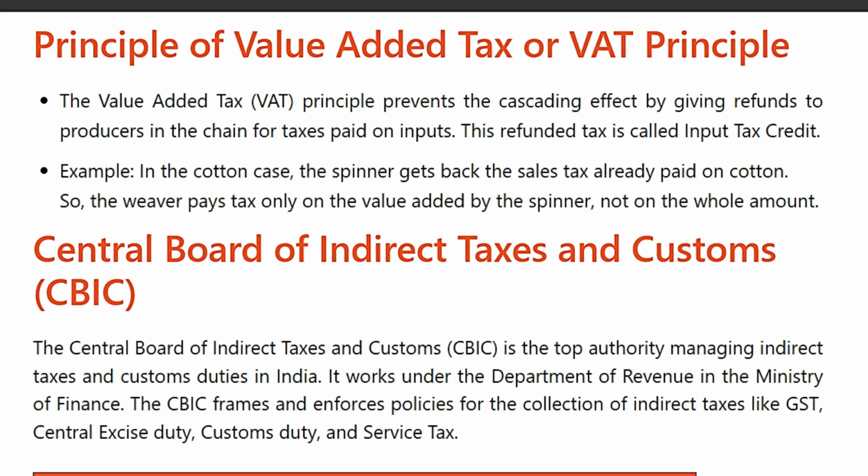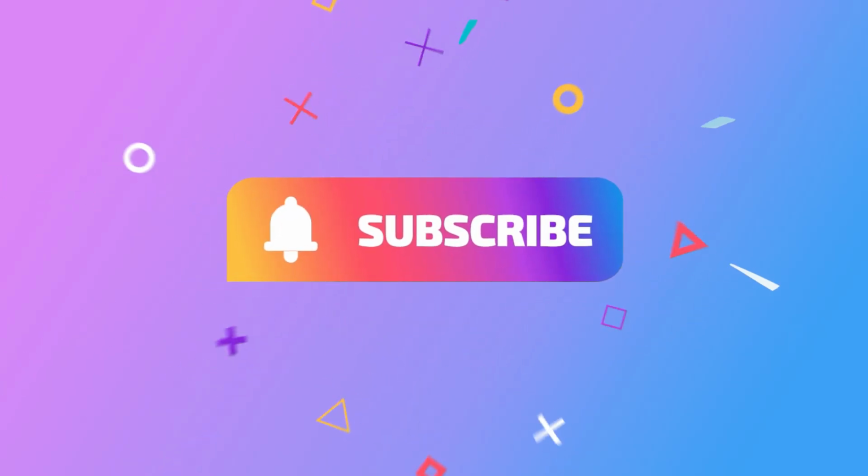Central Board of Indirect Taxes and Customs, CBIC. The Central Board of Indirect Taxes and Customs, CBIC, is the top authority managing indirect taxes and customs duties in India. It works under the Department of Revenue in the Ministry of Finance. The CBIC frames and enforces policies for the collection of indirect taxes like GST, Central Excise Duty, Customs Duty, and Service Tax.